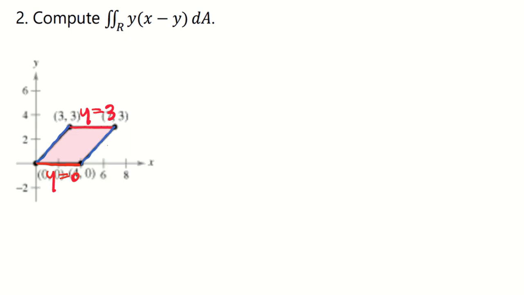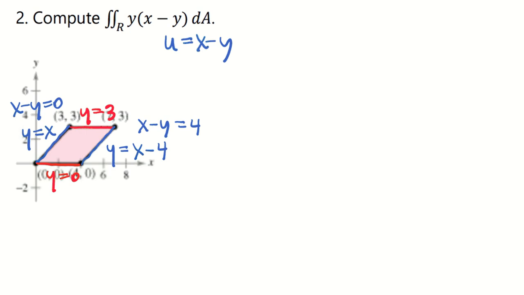Okay, this is going to be y equals x minus 4, I think. Yeah, and this is going to be y equals x. So kind of like I did last time, I'm going to call that x minus y equals 4 and x minus y equals 0. So if I let u equal x minus y and v equal y, then I'll be able to do this pretty easily.